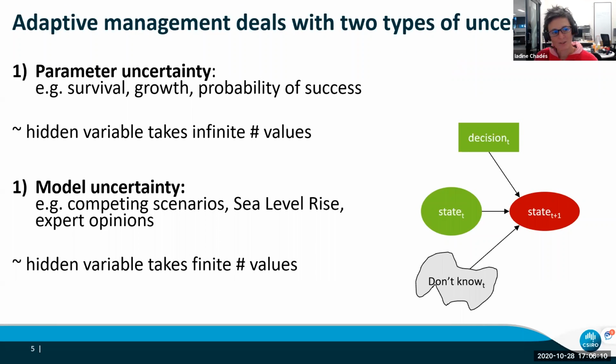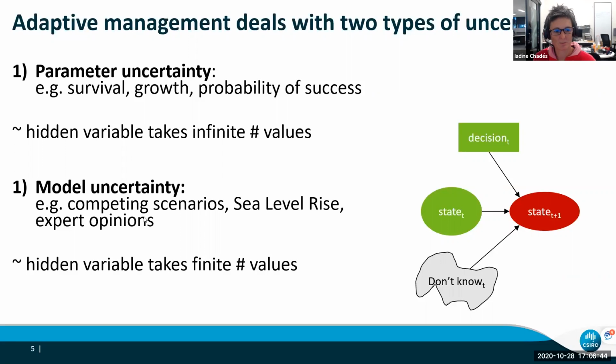So there's two types of uncertainty. Parameter uncertainty, reminder. So the hidden variable, the things we might not know that are important to actually select our best decisions and influence what will happen in the future. Things like survival rate, growth rate, probability of success are what we call uncertain parameters, and they take infinite number of values potentially. We can discretize them, and then they can take finite number of values.